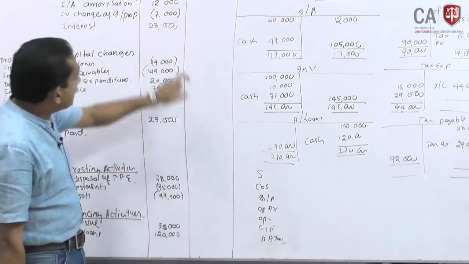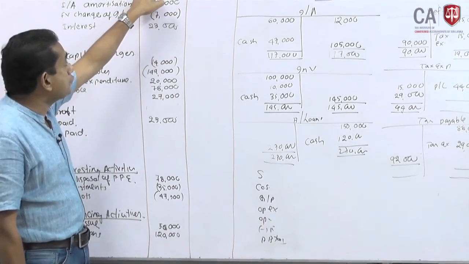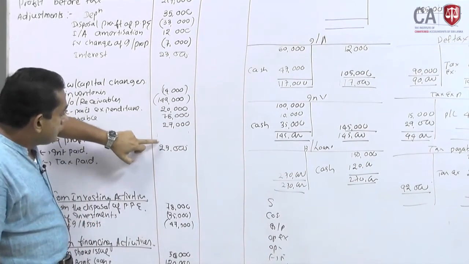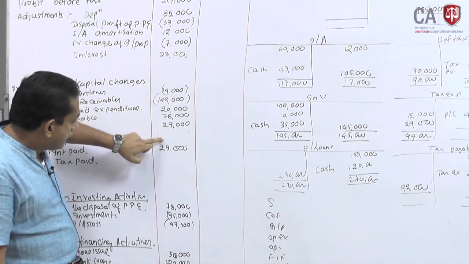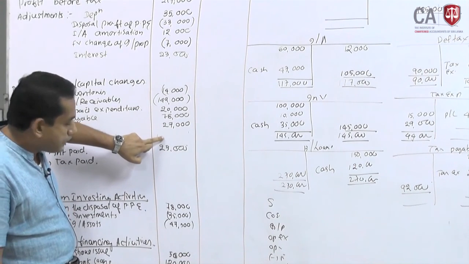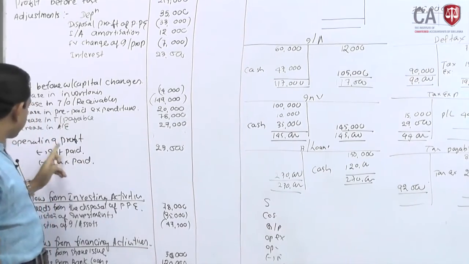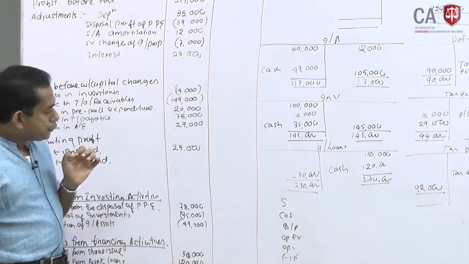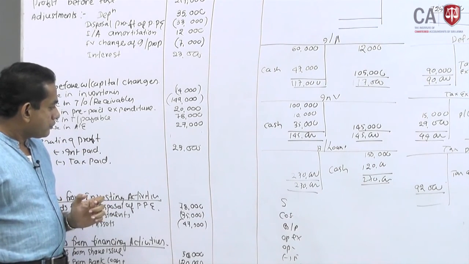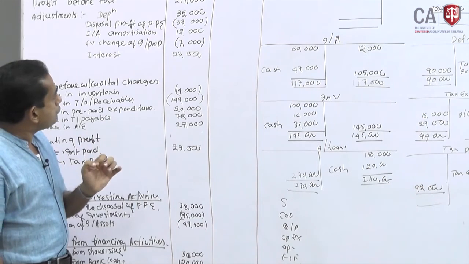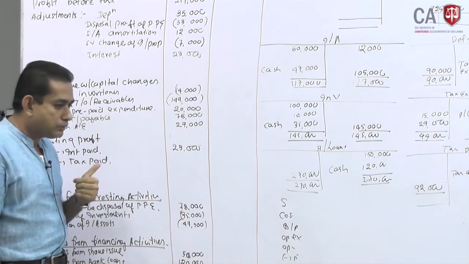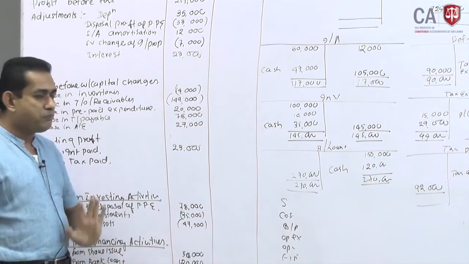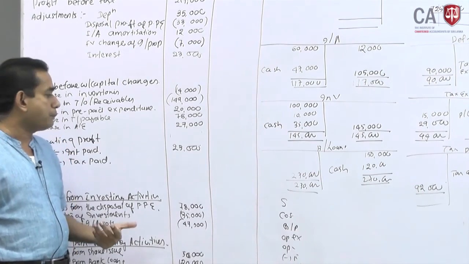So, I am starting to convert the profit before tax figure from accrual to cash. Then your profit figure here would have been profit before tax on cash basis, but here what I have written is operating profit. Can you ever start transforming the profit before tax figure from accrual basis to cash basis and end up at operating profit on cash basis? It never happens.